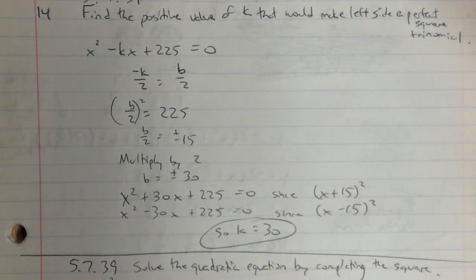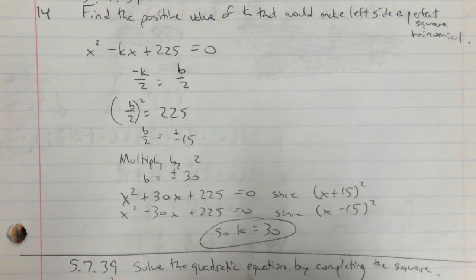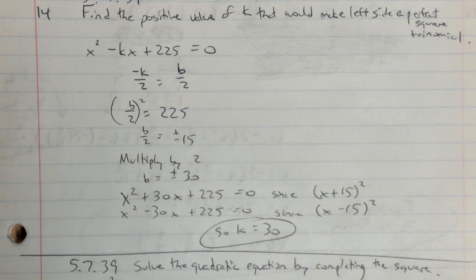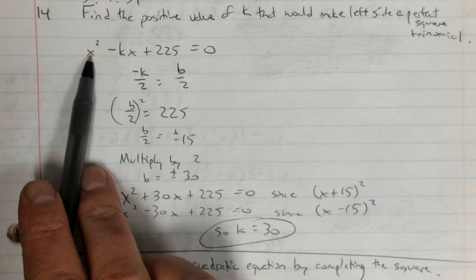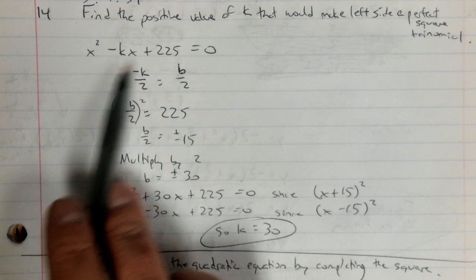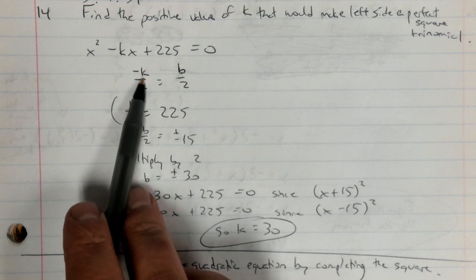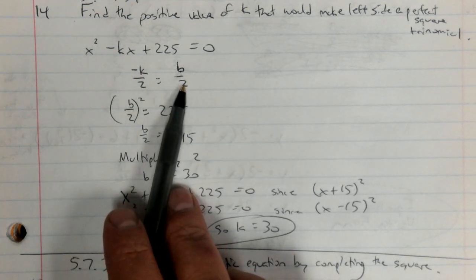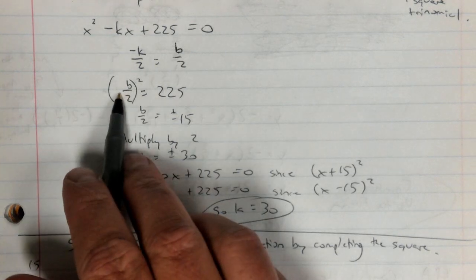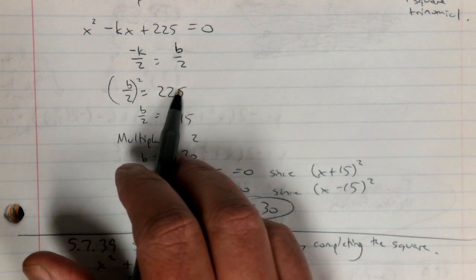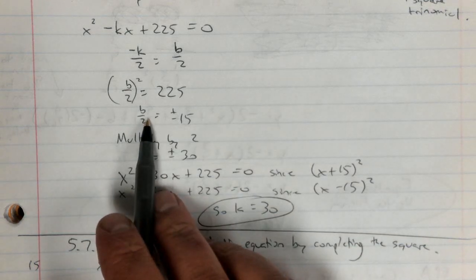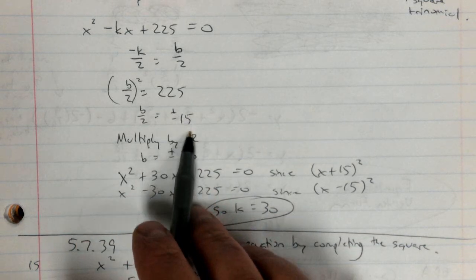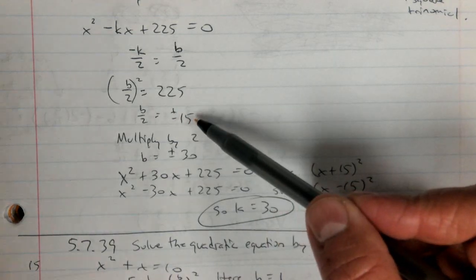But the next problem is find the positive value of k that would make the left side a perfect square trinomial. So on this one, instead of trying to figure out the back part, we have to try to figure out the middle part. So this one, you're given x squared minus kx plus 225. Remember earlier we divided by 2, and that's like getting b over 2. So b over 2 squared would be 225, and so then we take the square root of both to get 15. It's plus and minus 15.